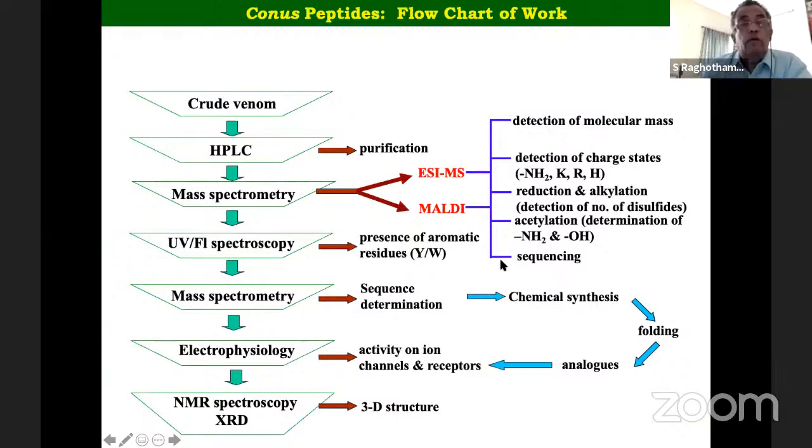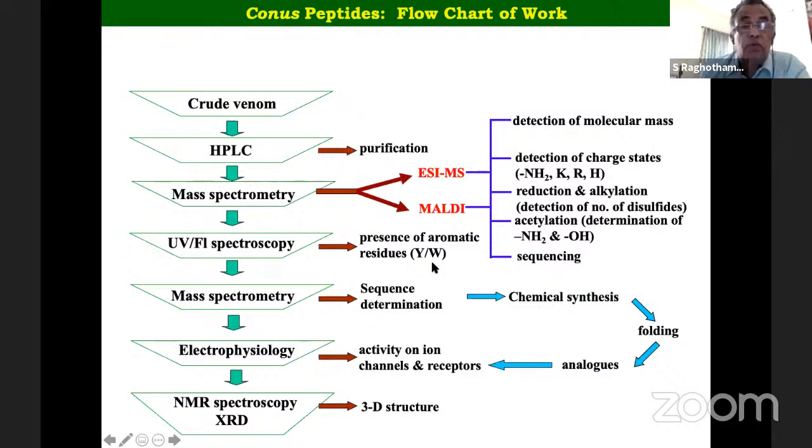Now, how do we go about it? Collect this crude venom and purify it by HPLC, and then use mass spectrometry to identify the various groups. Use UV spectroscopy and then identify the aromatics. And then by mass spectroscopy, you can get the sequence. Combining mass spectroscopy and NMR, because these are small peptides, one can get the sequence.